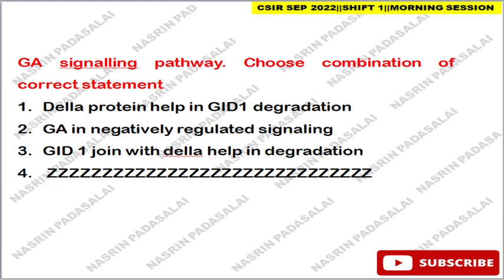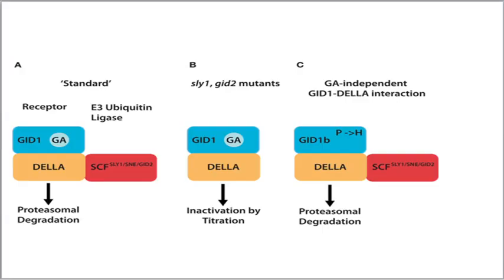Next, GA is a negatively regulated signaling pathway. Of course, the gibberellic acid pathway is a negatively regulated pathway. And next, GID1 joins with DELLA, helping degradation. Here you can see that once gibberellic acid has bound to this receptor GID1, it will bind with DELLA, leading to proteasomal degradation.